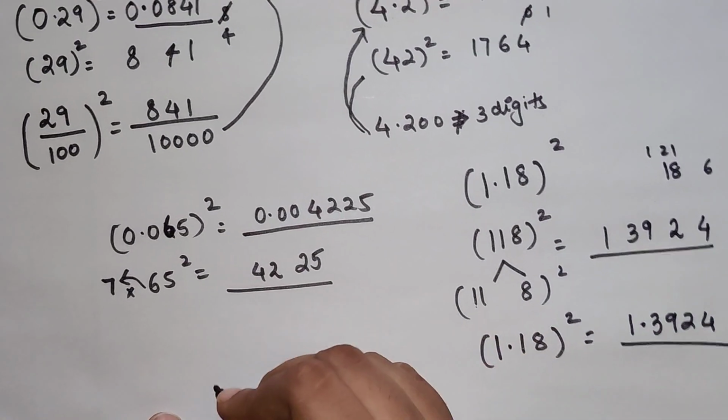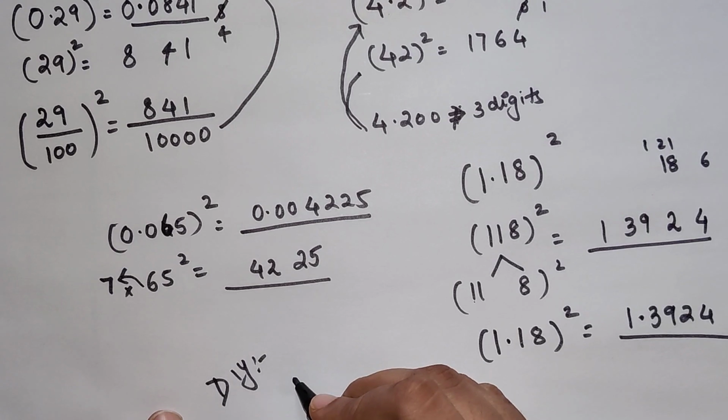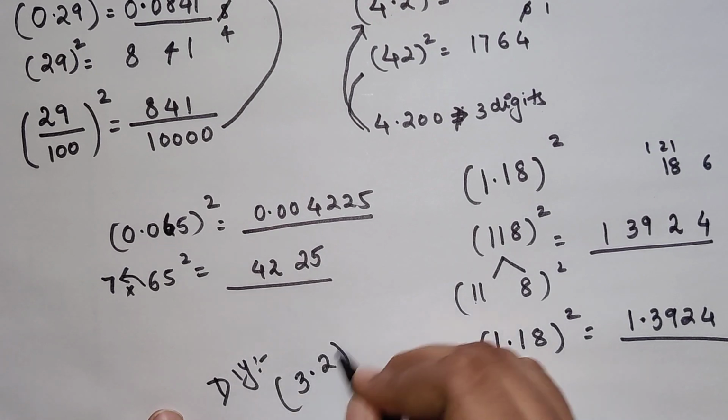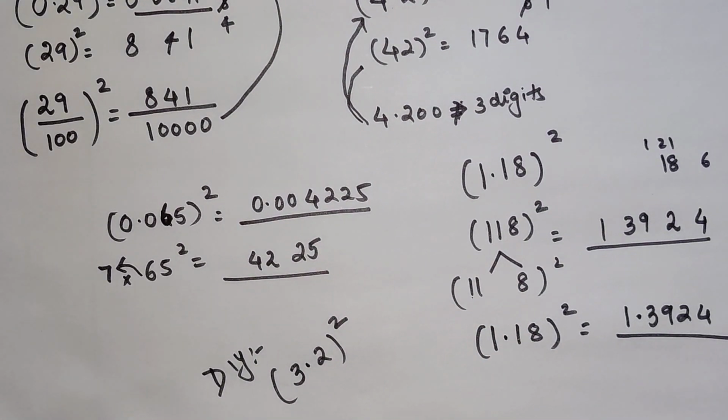Okay, so now time for your DIY. I want you all to tell me what will be the square of 3.2 the whole square. Do let me know your answers in the comment section.